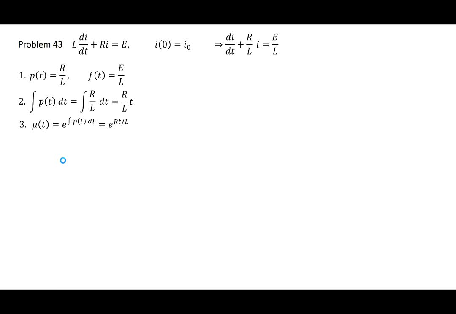As usual, divide throughout by A1 of t here, and identify P of t and F of t. Integral of P of t dt, mu of t, integral f mu dt. Turns out to be this with a plus c.